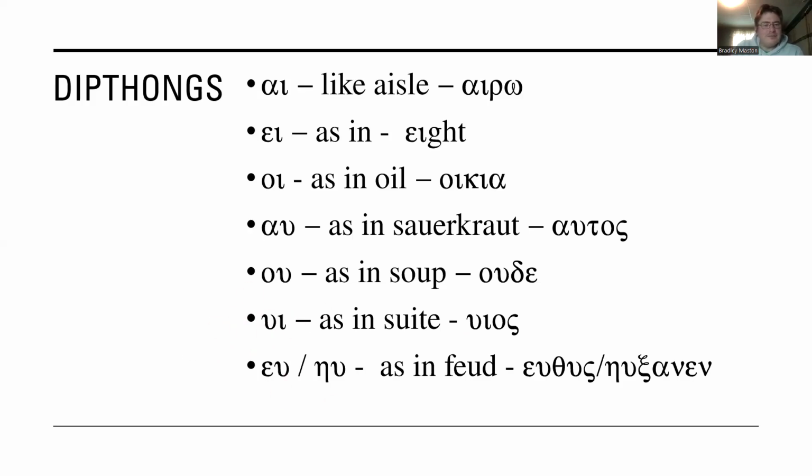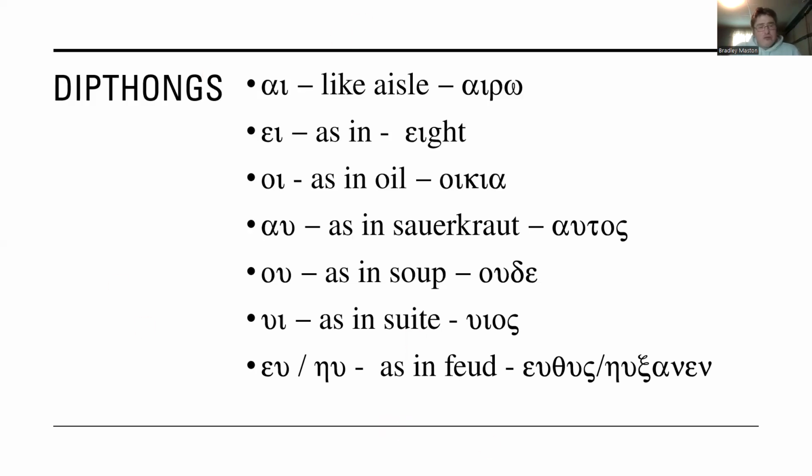Don't forget it. And then we have epsilon upsilon and eta upsilon, which both have the sound of u, as in feud, as if we were saying the letter U, right? So euthos and euzonin are the same vowel sound out of two different diphthongs, one with the epsilon, one with the eta. It shows us that those two are actually phonetically related, and in fact that they're treated the same way. So those are your diphthongs.